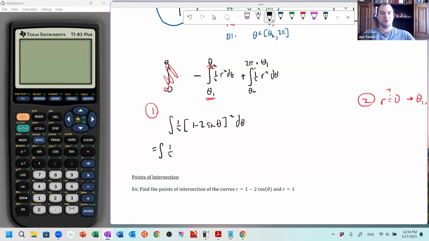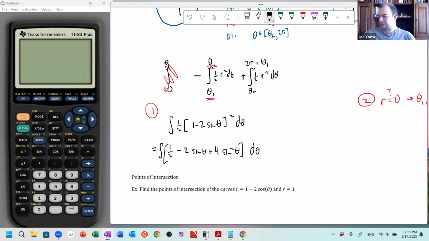So I get 1/2 times 1 squared. Be careful with this 1 minus 2 sine theta squared. It's a binomial squared, so I have cross terms. I have a minus 2 sine theta times 1, minus another 2 sine theta times 1. So that's minus 4 sine thetas over 2, which is minus 2 sine theta. And then my last term gives me plus 4 sine squared theta d theta.